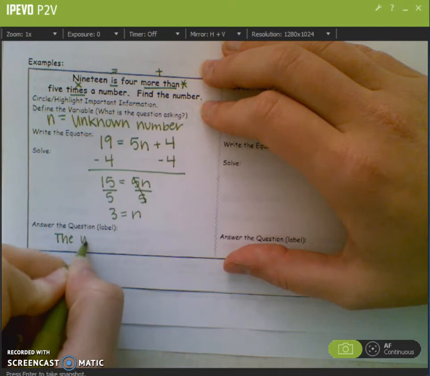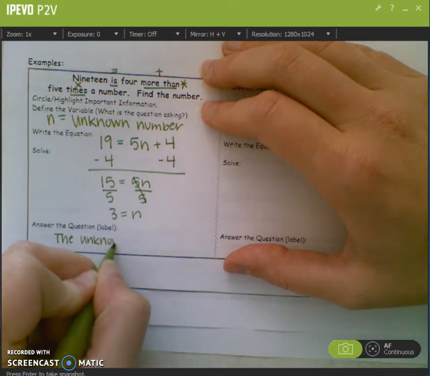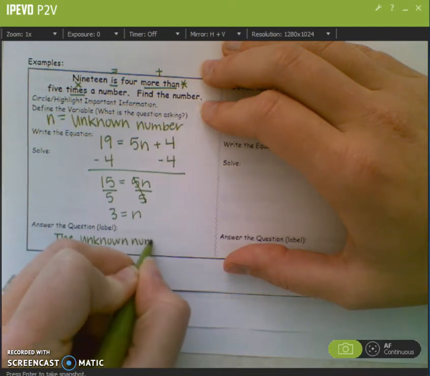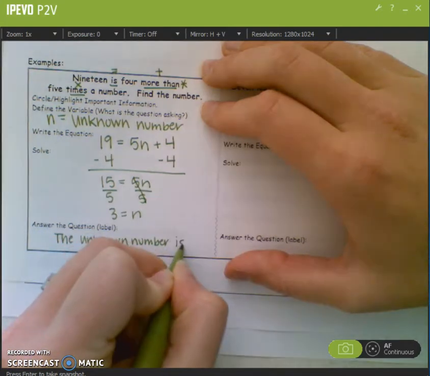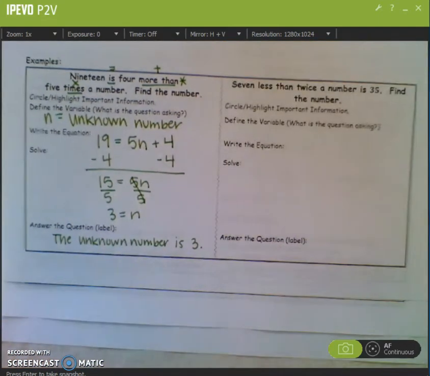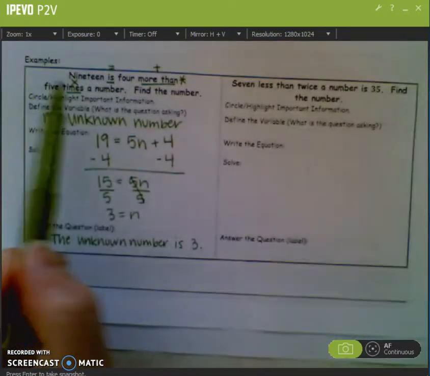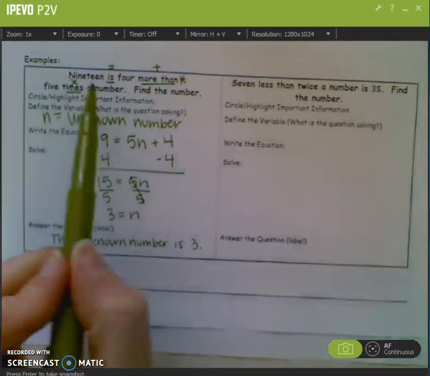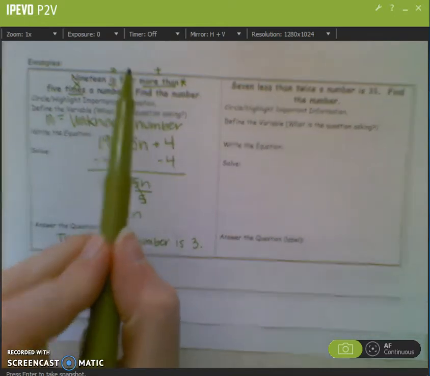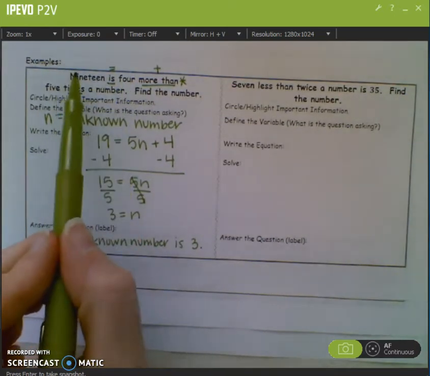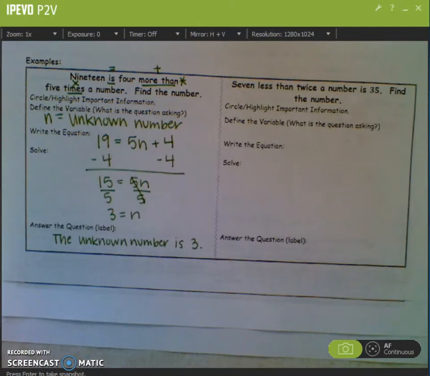The unknown number is 3. And we can always go back and check our answer and make sure that it makes sense. 4 more than 5 times 3. Well, 5 times 3 is 15. 4 more than 15 is 19, so my answer makes sense and seems reasonable. I can move to the next example.